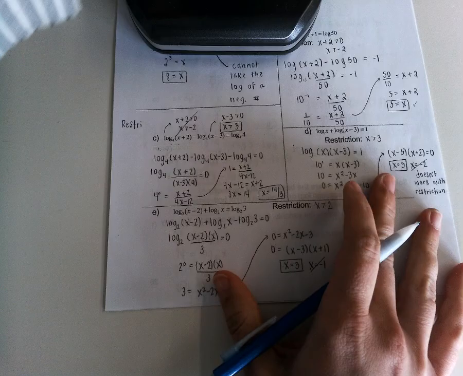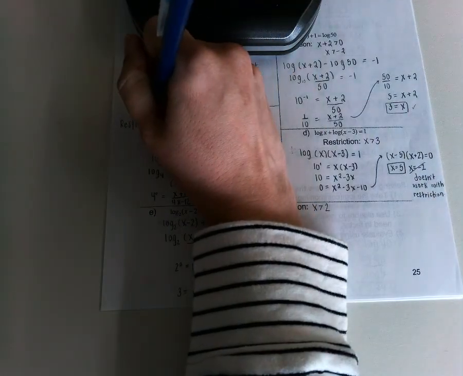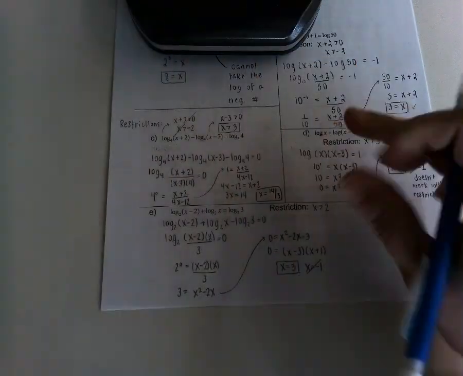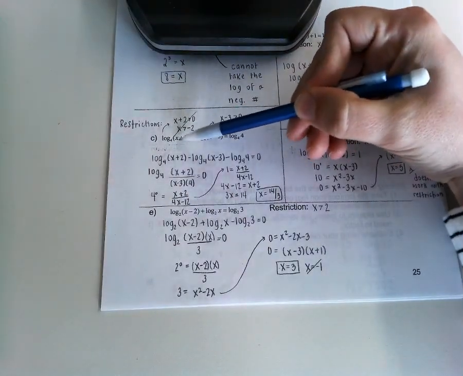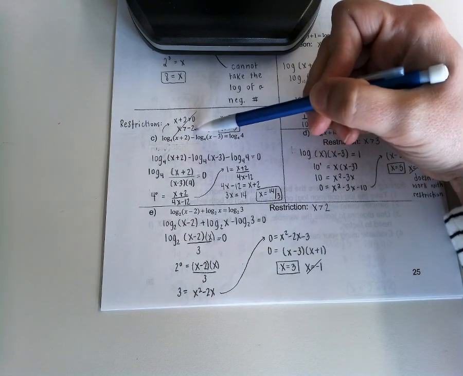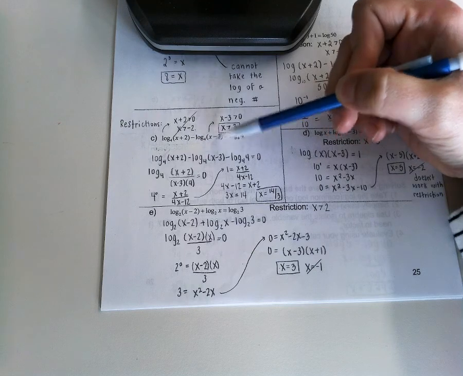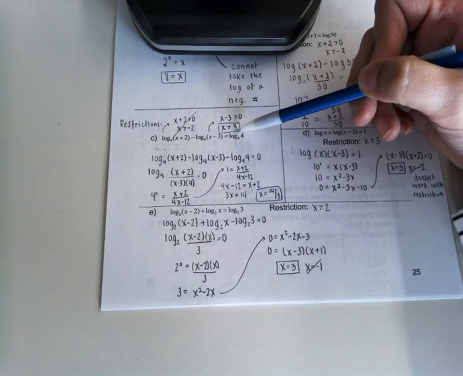If we look at C, just move the restrictions up here. It's a little bit cramped for space. So in this logarithm, x plus 2 has to be greater than 0, so x has to be greater than negative 2. And for this one, we've got x minus 3 has to be greater than 0, so x has to be greater than 3.